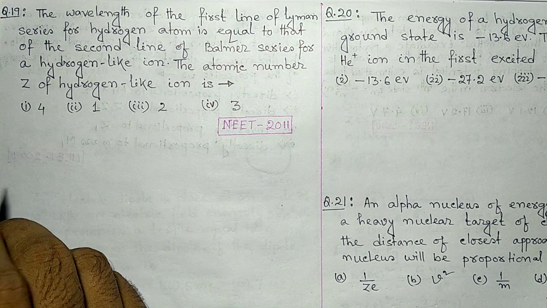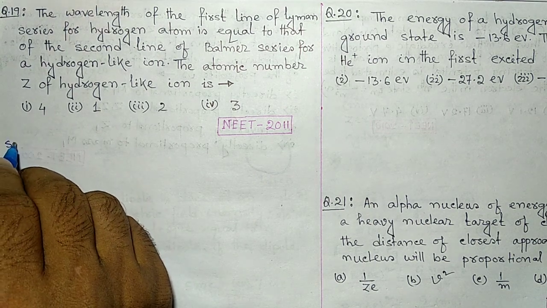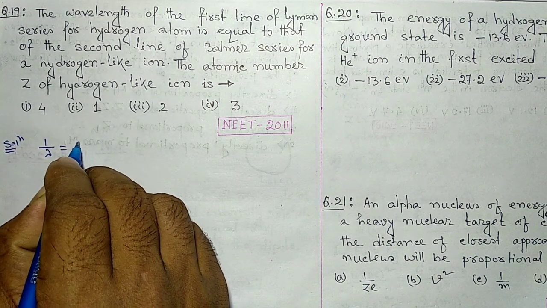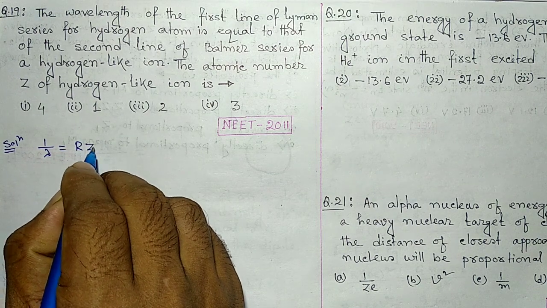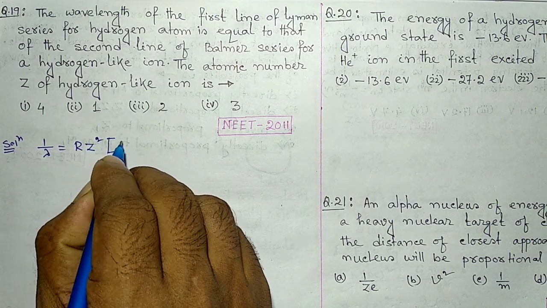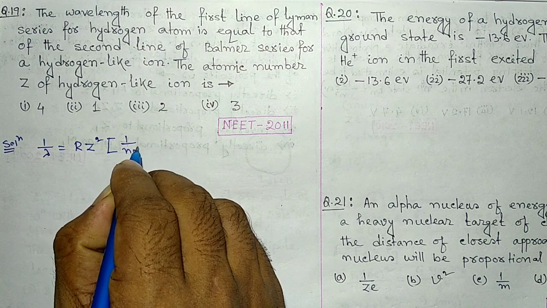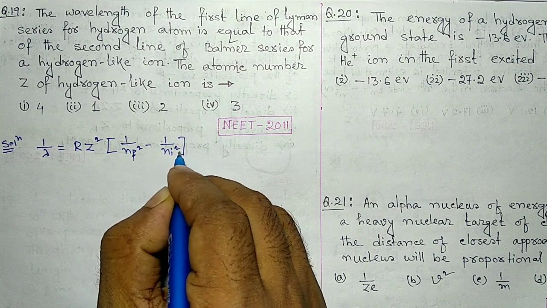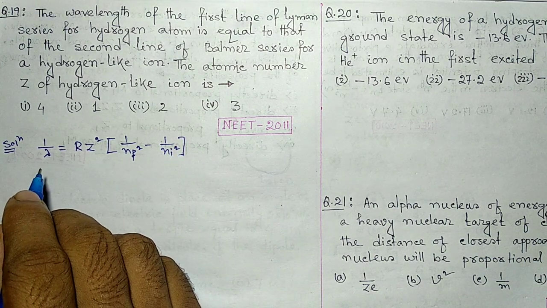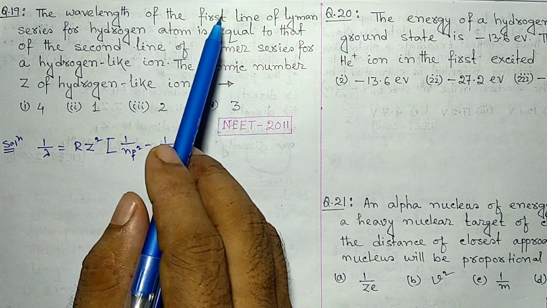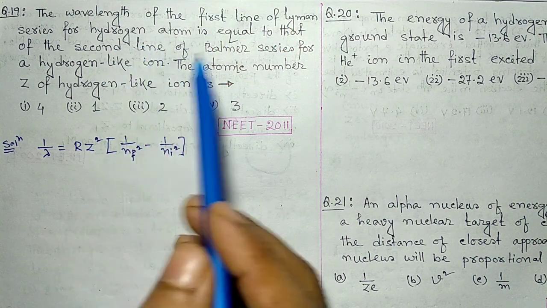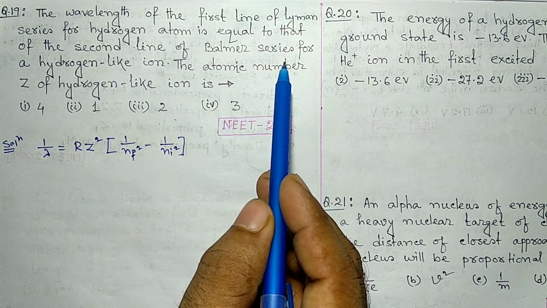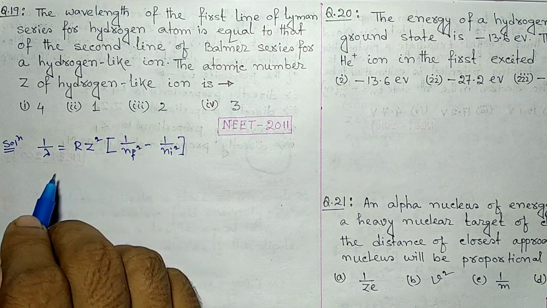So we know the formula: 1 by lambda is equals to R Z square (1 by NF square minus 1 by Ni square), where R is the Rydberg constant. Here there are two cases. First case is the first line of the Lyman series for hydrogen atom. Second case is the second line of the Balmer series for a hydrogen-like ion.